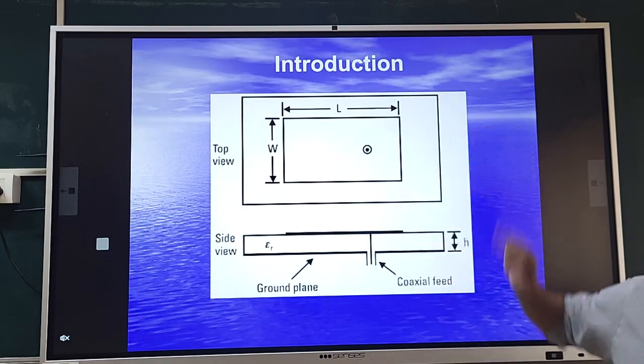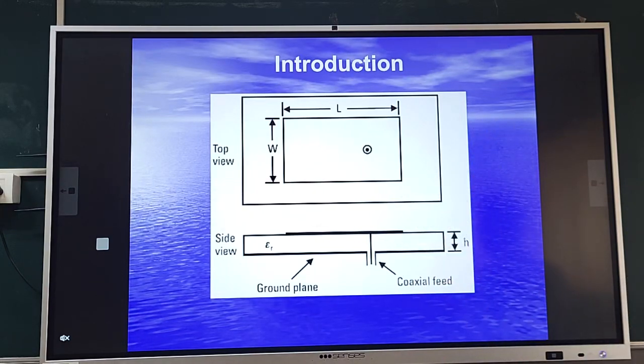So suppose you design the antenna today on FR4 substrate, you just put it on your shelf and take out that antenna maybe 10 years later. Whether it will give me the same frequency, whether it will give me the same bandwidth, you cannot guarantee. Why you cannot guarantee? Because the substrate parameter may change over a period of time.